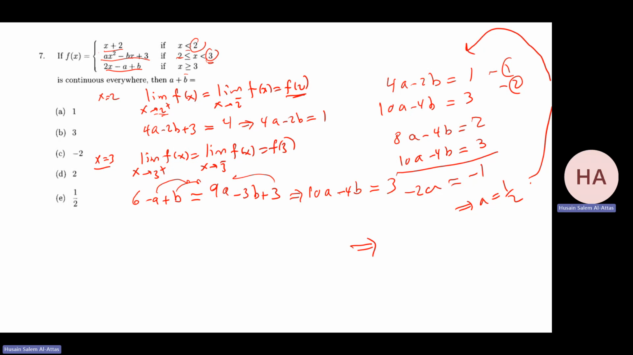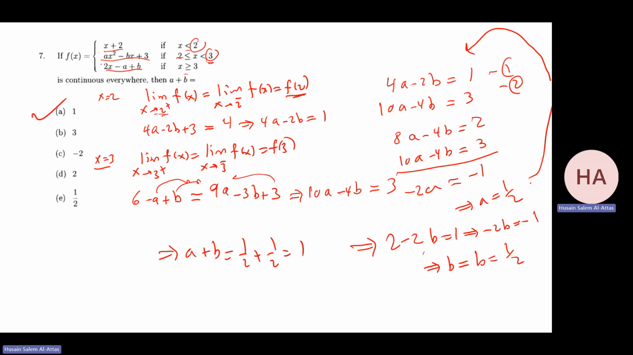If a equals half, plug it in any one of these equations. I plug it here and get what? Four times half, which is 2, minus 2b equals 1. So minus 2b equals minus 1. So b equals half. So a plus b will be equal to half plus half, which is 1.